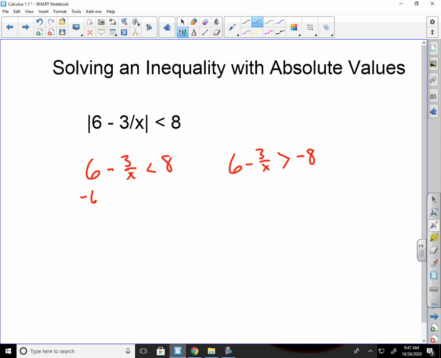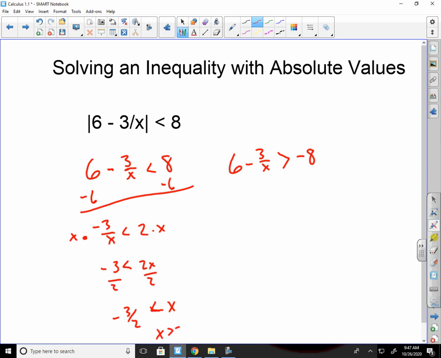All right, subtract my 6 over. This gives me negative 3 over x less than 2. Multiply both sides by x. Gives me negative 3 is less than 2x. Divide by 2. Negative 3 halves is less than x. So x is greater than negative 3/2.